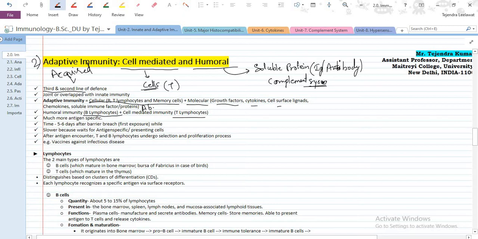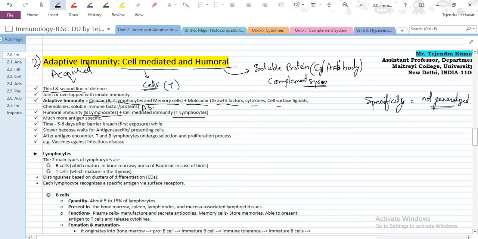Humoral immunity is based on the B lymphocyte because it releases antibodies. That's why we say that it is humoral and not cell-mediated, because the B cell itself does not fight the pathogen. It releases some chemicals, and those go to the pathogen and fight with it. Adaptive immunity is much more antigen-specific because it is very specific. Specificity means they are not general, they are not generalized.